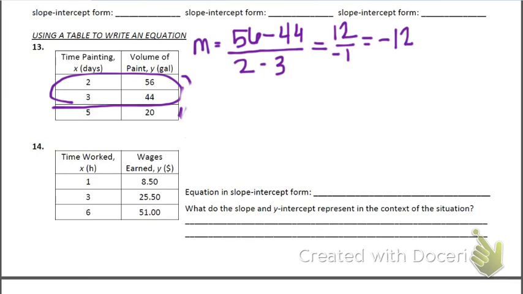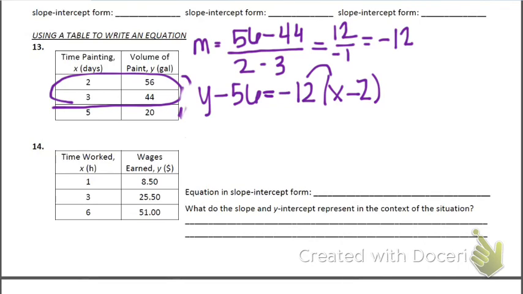What point do you guys want to use? Who cares? Which one? (2, 56). Okay, so we're going to use the point (2, 56). So that's going to be y minus what? 56 equals -12 times x minus 2. Good. Okay, we have to convert to slope-intercept form.